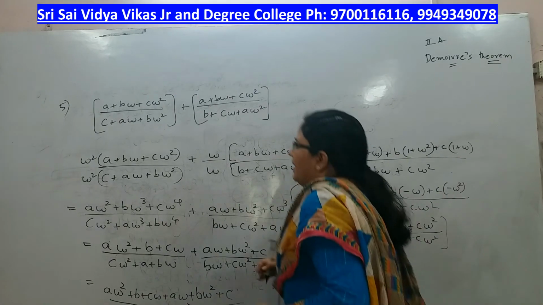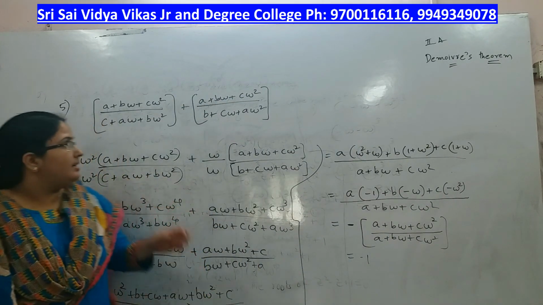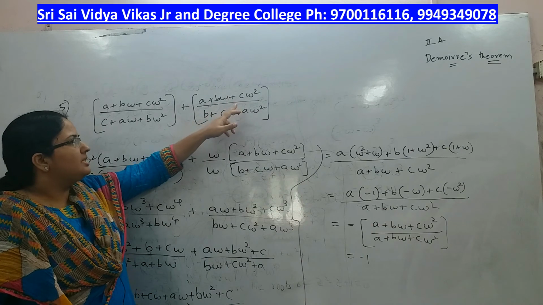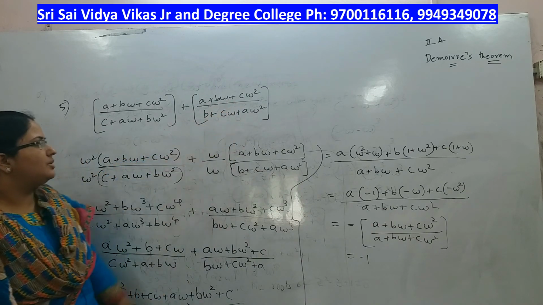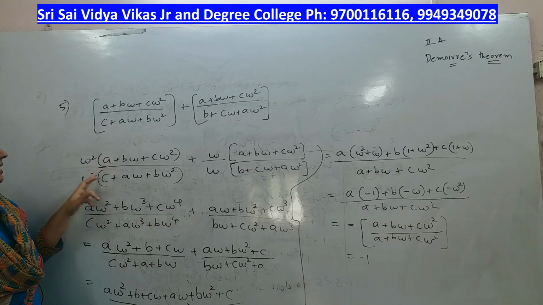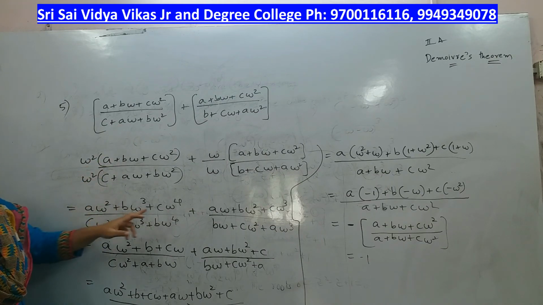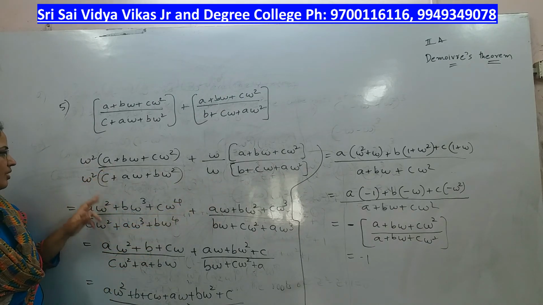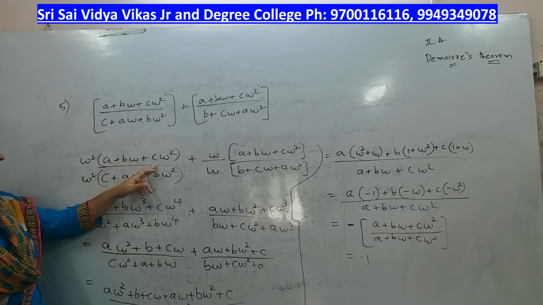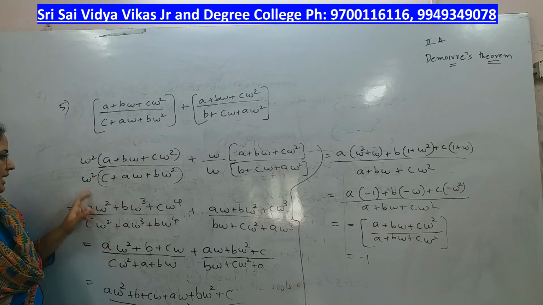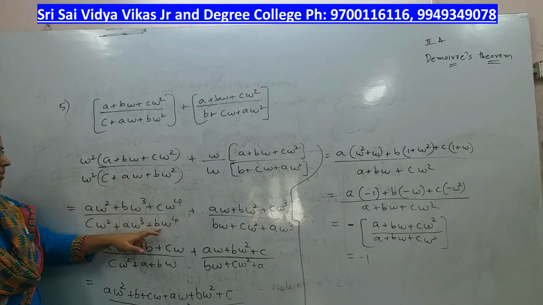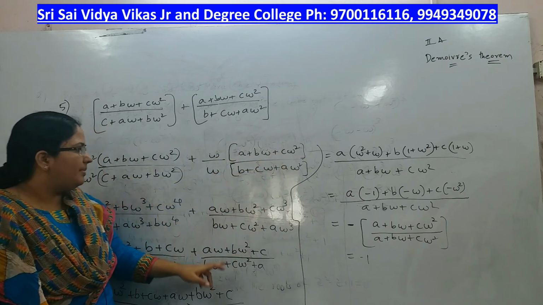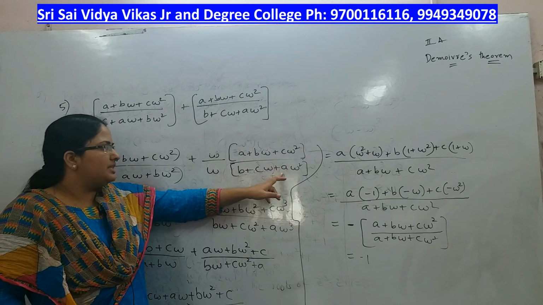In the next problem we have (a + bω + cω²)/(c + aω + bω²) + (a + bω + cω²)/(b + cω + aω²). In the first term we are multiplying and dividing with ω², and in the second term we are multiplying and dividing with ω. If you take ω² inside, you have (aω² + bω³ + cω⁴)/(cω² + aω³ + bω⁴) + (aω + bω² + cω³)/(bω + cω² + aω³).